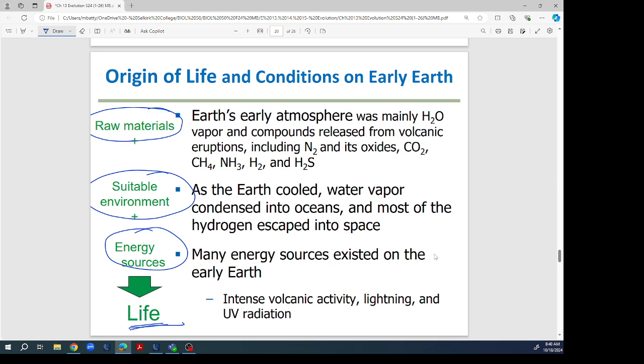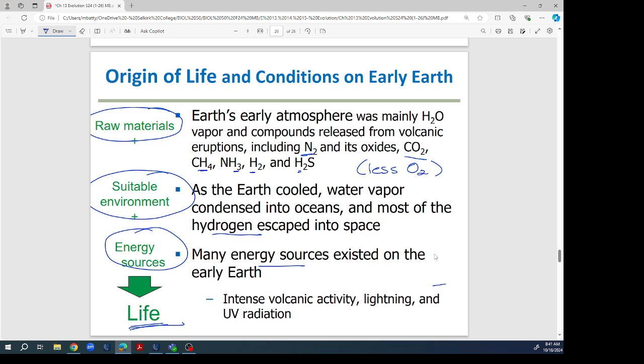And so the early life atmosphere was not like it is now. Water vapor, carbon dioxide, way less oxygen than we would have now. The Earth's going to cool, water vapor condenses, which is great. So then we have liquid water. Most of the hydrogen escapes. And then we need these energy sources to bring together all the raw material that we have into something that is an organic molecule. If you think back to chapter 3, this is where hopefully it's going to pay off.